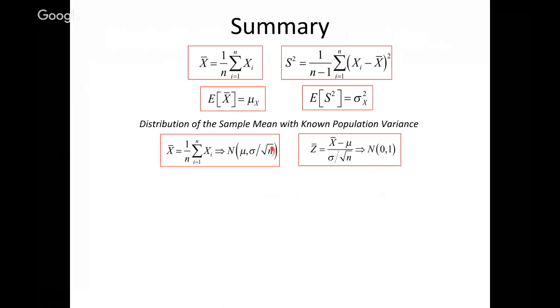And I guess the big news there is that as we increase the number of samples, of course, that standard deviation is going to get smaller. And so that means our sample means are going to be more tightly distributed around the population mean as we increase the number of samples.